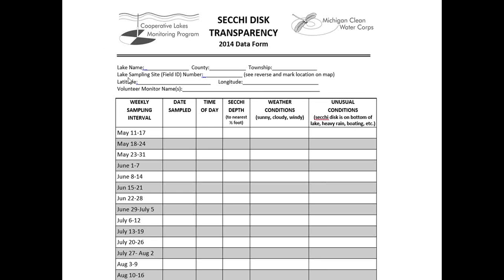Each one of those sample site field ID numbers should have a latitude and longitude associated with it. And that's something that, once again, you get in a conversation with us. So if you registered your lake this year, you should have gotten this sampling site field ID number. You also should have gotten a latitude and longitude.